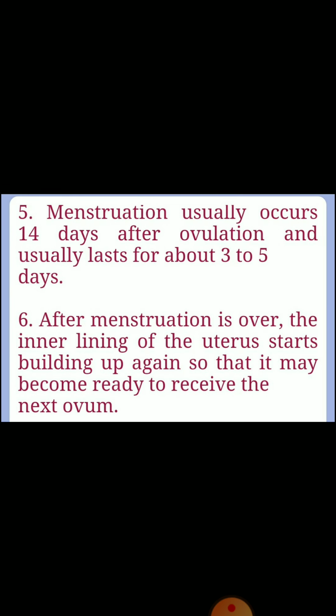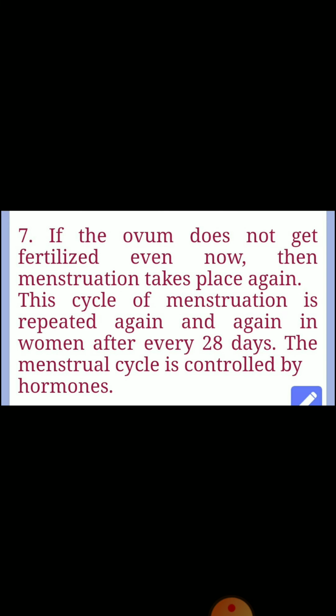Menstruation usually occurs 14 days after ovulation and usually lasts for about 3 to 5 days. After menstruation is over, the inner lining of the uterus starts building up again so that it may become ready to receive the next ovum. Seventh one, if the ovum does not get fertilized even now, then menstruation takes place again. This cycle of menstruation is repeated again and again in women after every 28 days. The menstrual cycle is controlled by hormones.